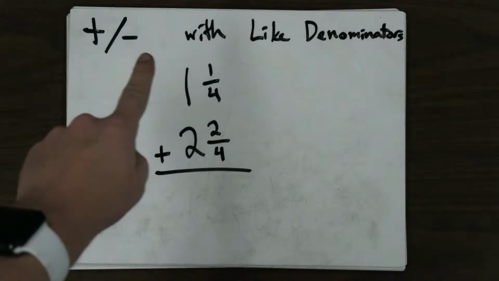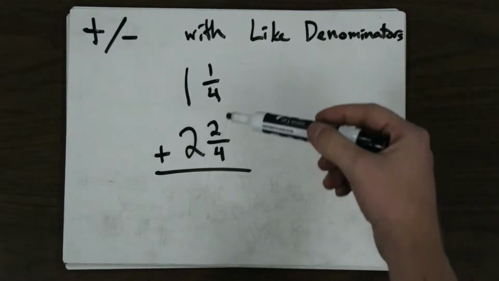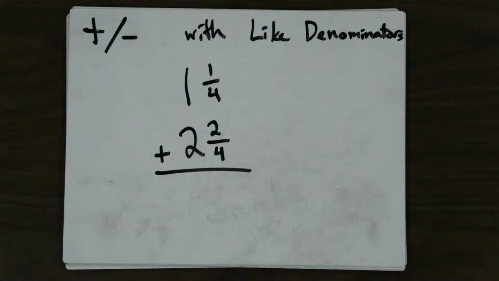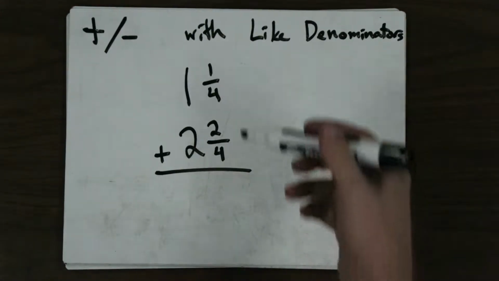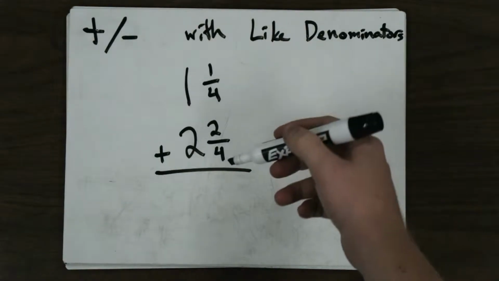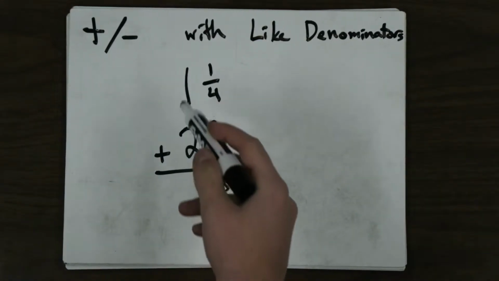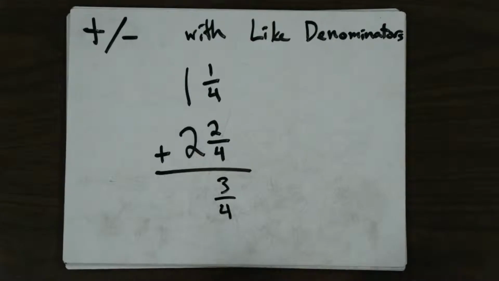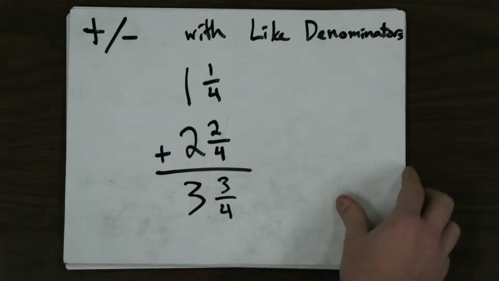When I'm adding or subtracting mixed numbers that have like denominators, which means the denominators in both the fractions are the same, then I can just start off by adding the fractions first, because I don't have to do anything to change those denominators. I can just start adding them. So 1/4 plus 2/4, that'll give me 3/4. And then I go ahead and add the whole numbers, and 1 plus 2 is 3, and there's my final answer. 1 and 1/4 plus 2 and 2/4 is equal to 3 and 3/4.